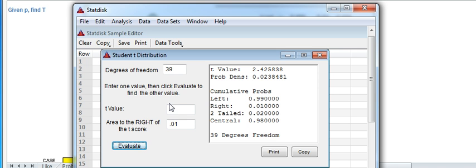So those are the 3 ways to do t calculations: the tables, Excel, and Statdisk. We will be doing similar problems in class to test your understanding.